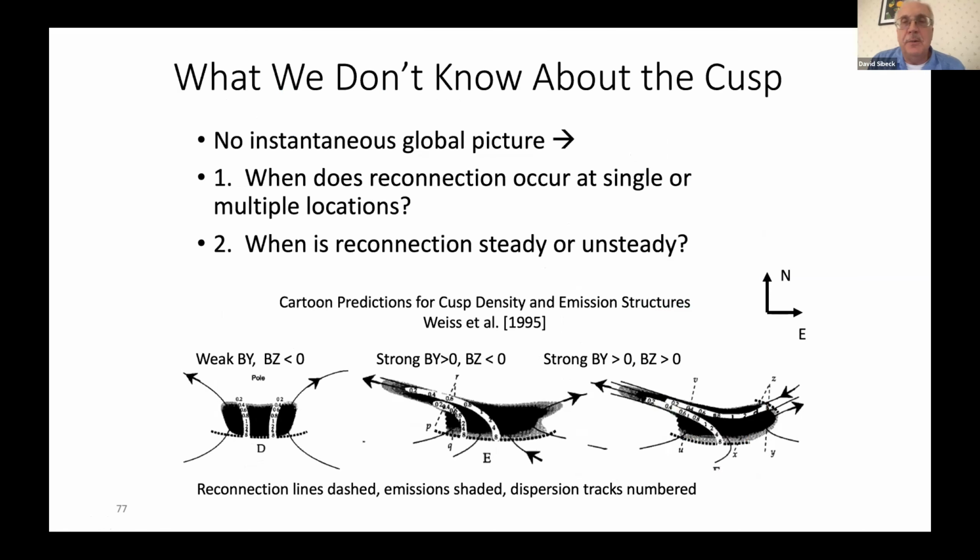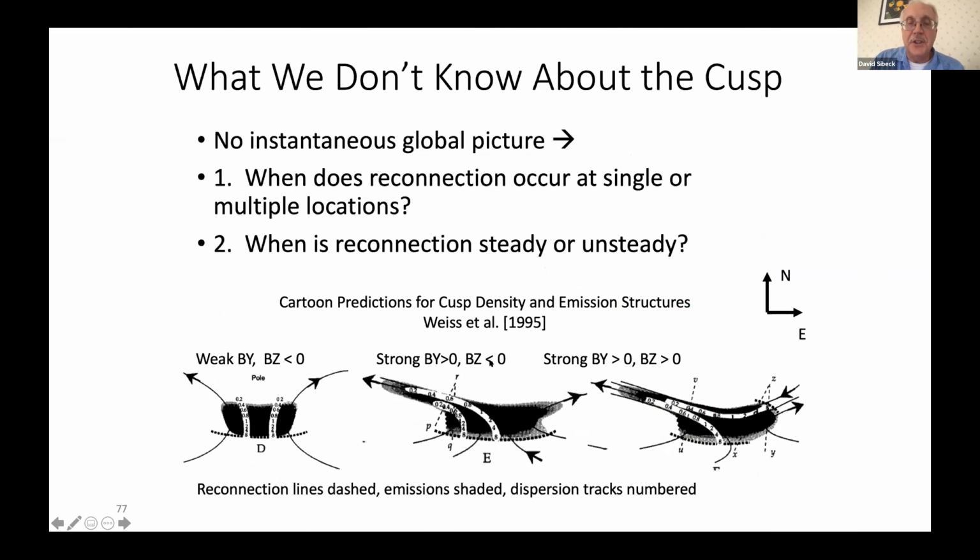What do we not know about the cusp? We don't have any instantaneous global picture. We don't know whether reconnection occurs at single or multiple locations, and we're not sure whether reconnection is steady or unsteady. Here are some cartoon predictions for cusp density and emission structures from Weiss, 1995.